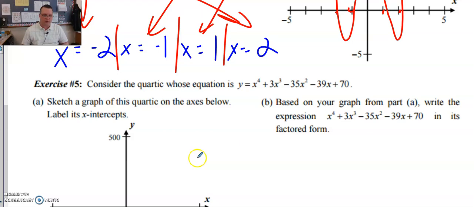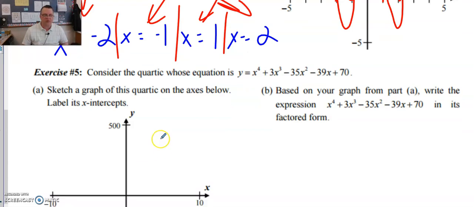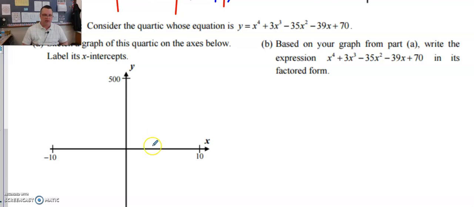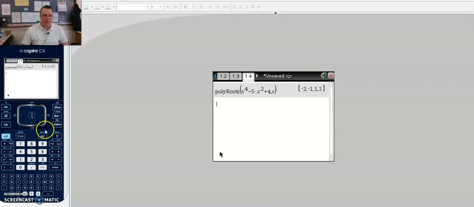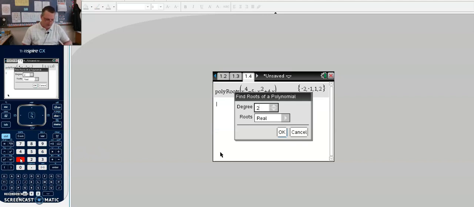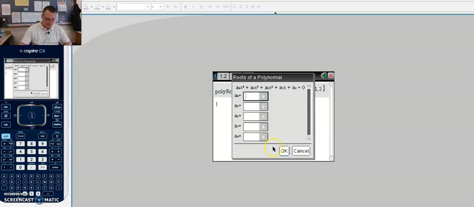Consider the quartic whose equation is in exercise 5. I know I'm going kind of quick here. Sketch the graph of this quartic on the axis below. Label the x-intercepts. So that means menu 3 3 1, a degree of 4. Now these are bigger numbers, so of course you're going to want to use your calculator here.